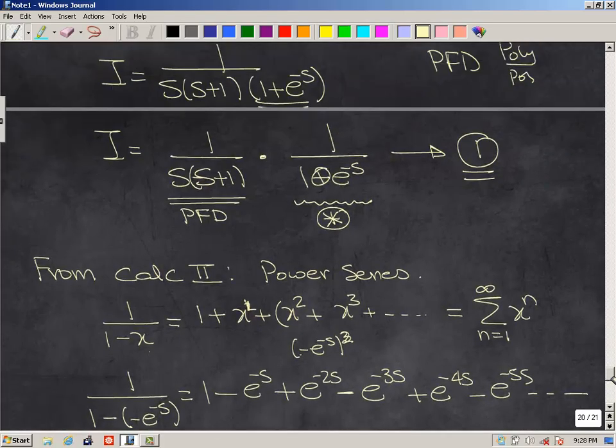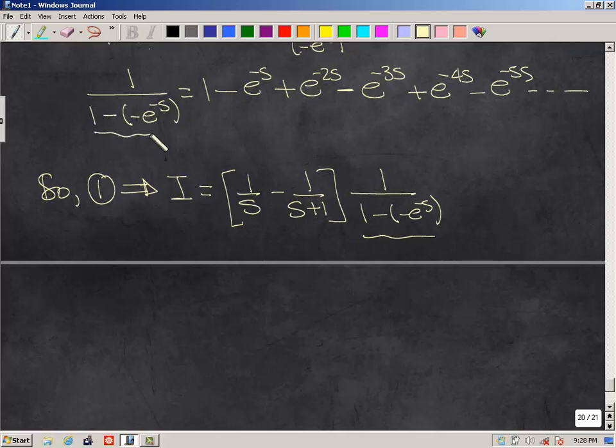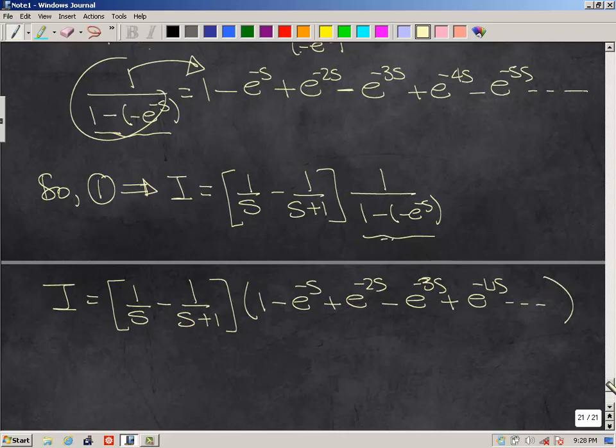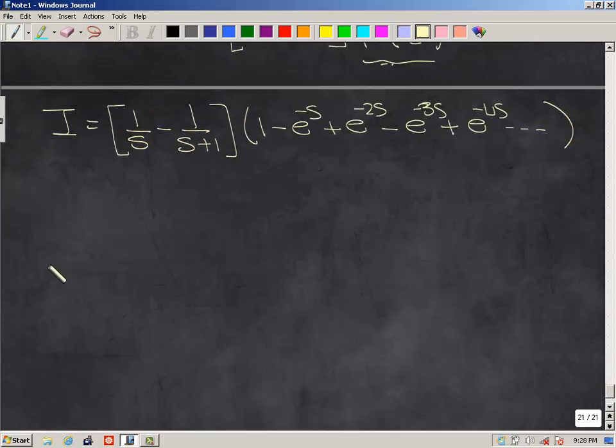Okay. Now this looks familiar. Isn't that what we just did here? So I can replace this guy here with this, which in turn is this. So let's do that. So we get I is 1 over s minus 1 over s plus 1 times 1 minus e to the negative s plus e to the negative 2s minus e to the negative 3s plus e to the negative 4s, and so on. Okay. All right, this is really getting interesting because we're going to infinity here, aren't we?